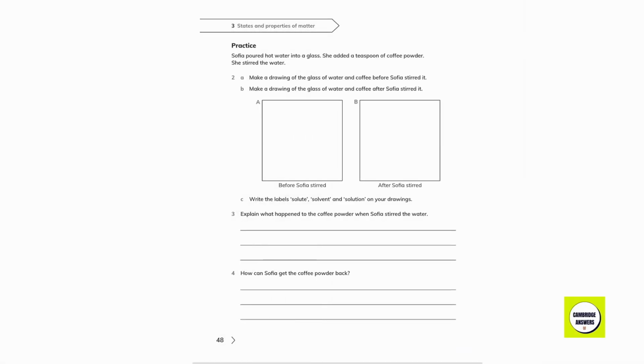Sophia poured hot water into a glass. She added a teaspoon of coffee powder. She stirred the water. Make a drawing of the glass of water and coffee before Sophia stirred it. Make a drawing of the glass of water and coffee after Sophia stirred it. Before Sophia stirred, after Sophia stirred. Write the labels solute, solvent, and solution on your drawings. Explain what happened to the coffee powder when Sophia stirred the water.